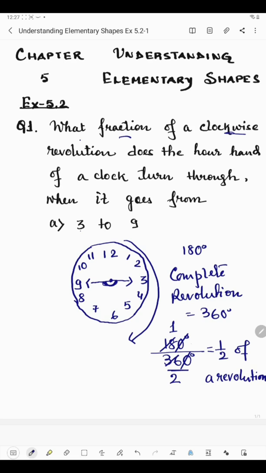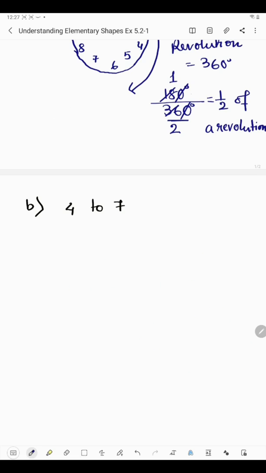Okay, now coming to the next part. In the next part we have 4 to 7. The hand of a clock moves from 4 to 7. So again we'll draw the clock. 12, opposite of 12 is 6. Then 3, opposite of 3 is 9. 1, 2, 4, 5, 7, 8, 10, 11. Now the hand of the clock is at 4, and from 4 it rotates and reaches 7.